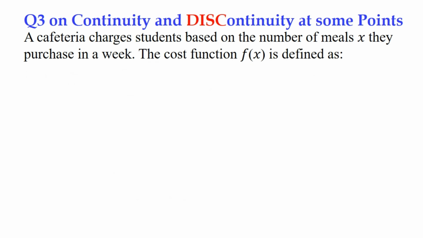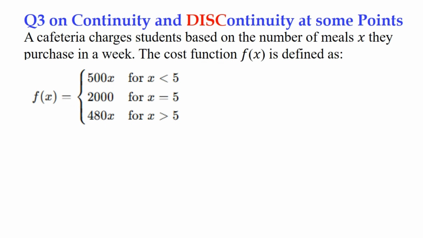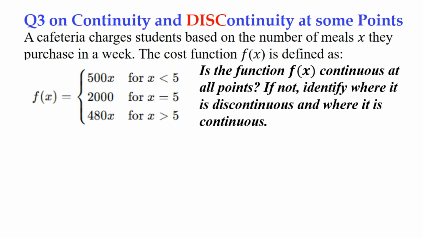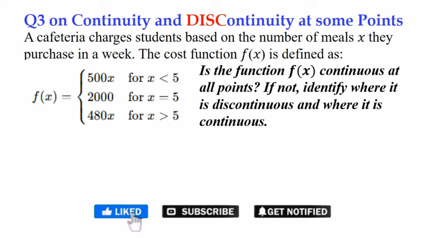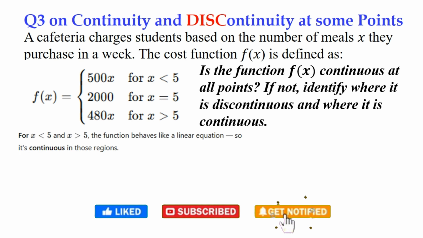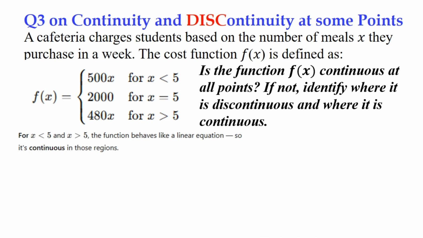Question. A cafeteria charges students based on the number of meals x they purchase in a week. The cost function f(x) is defined as: f(x) = 500x for x < 5, 2000 for x = 5, and 480x for x > 5. Is the function f(x) continuous at all points? If not, identify where it is discontinuous and where it is continuous. Short solution. For x < 5 and x > 5, the function behaves like a linear equation, so it's continuous in those regions.